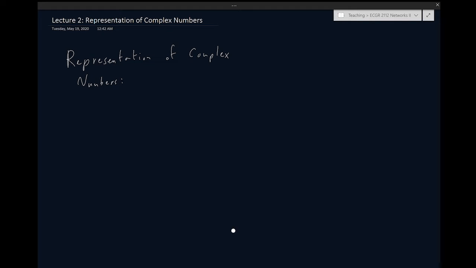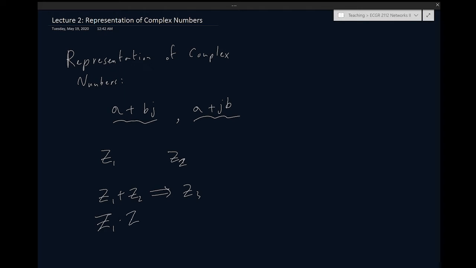We know that we can write any complex number as a plus b times j, or I could write it as a plus j times b. This is a very straightforward way of writing complex numbers, and if I have two such complex numbers, let's say z1 and z2, I know how to add z1 and z2 to get a third complex number, and I also know how to multiply z1 and z2 to get a different complex number, call it z4.